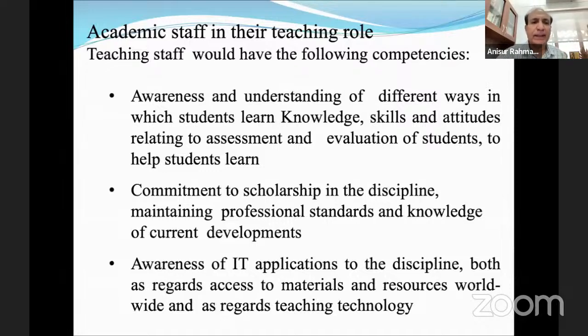So there should be an awareness and understanding of the different ways in which students learn knowledge, skills, and attitude, relating to assessment and evaluation of the students to help the students learn. That is again very, very important for all of us. So there should be commitment. I think integrity is very important. Academic integrity is very, very important. I'm sure that you all are listening to me.